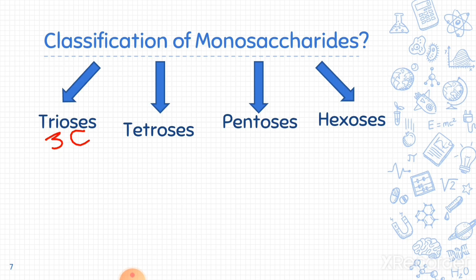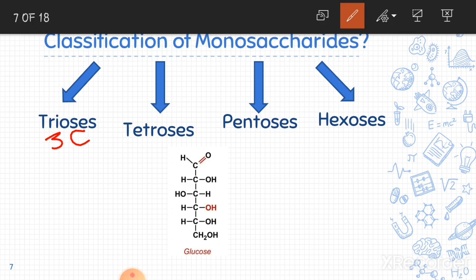Hexoses are those monosaccharides having 6 carbon atoms in them. So the most familiar examples of the hexoses are glucose and fructose. So first look at the open chain structure for glucose. This is an open chain structure.